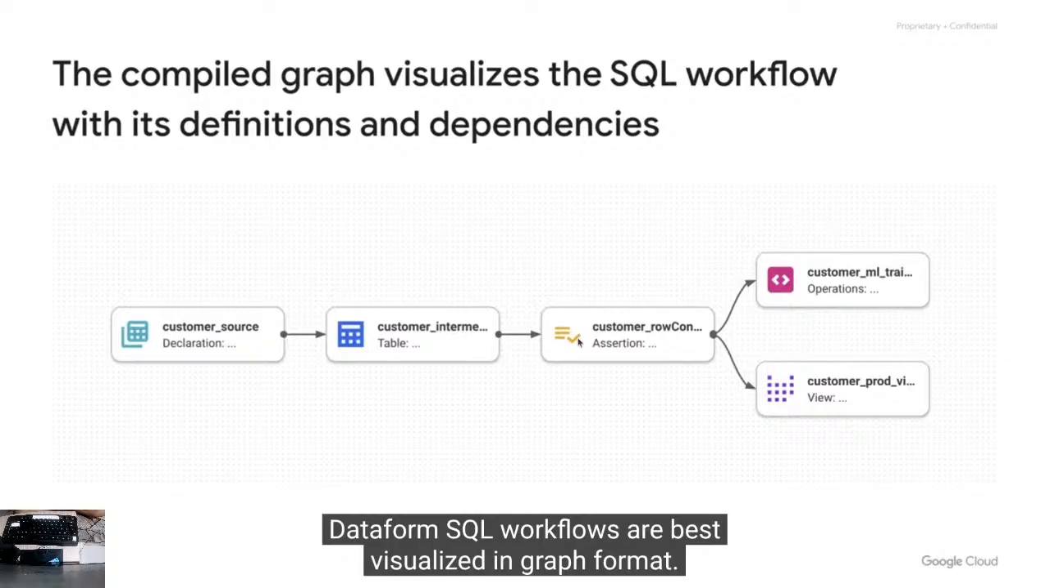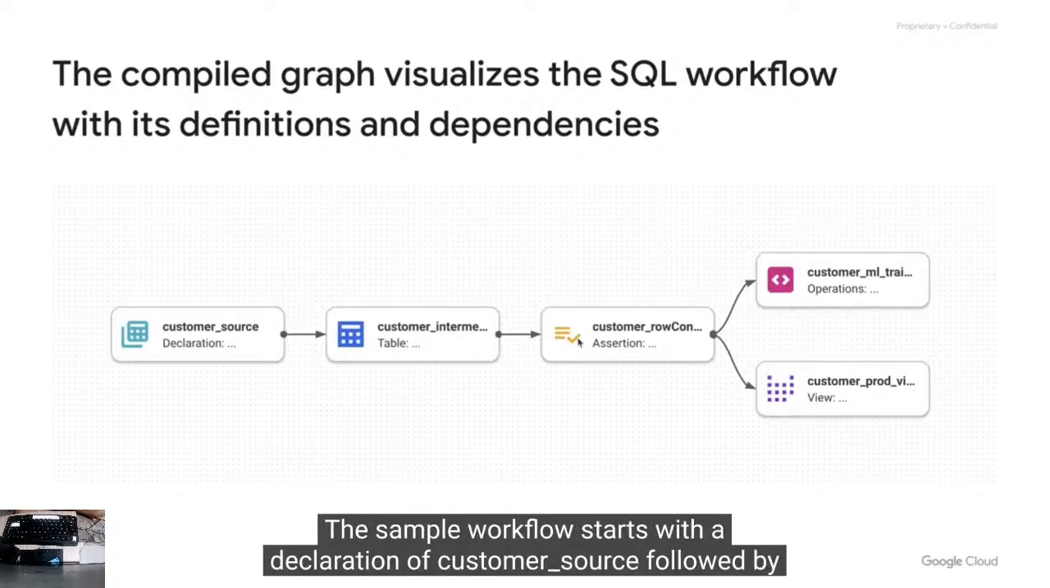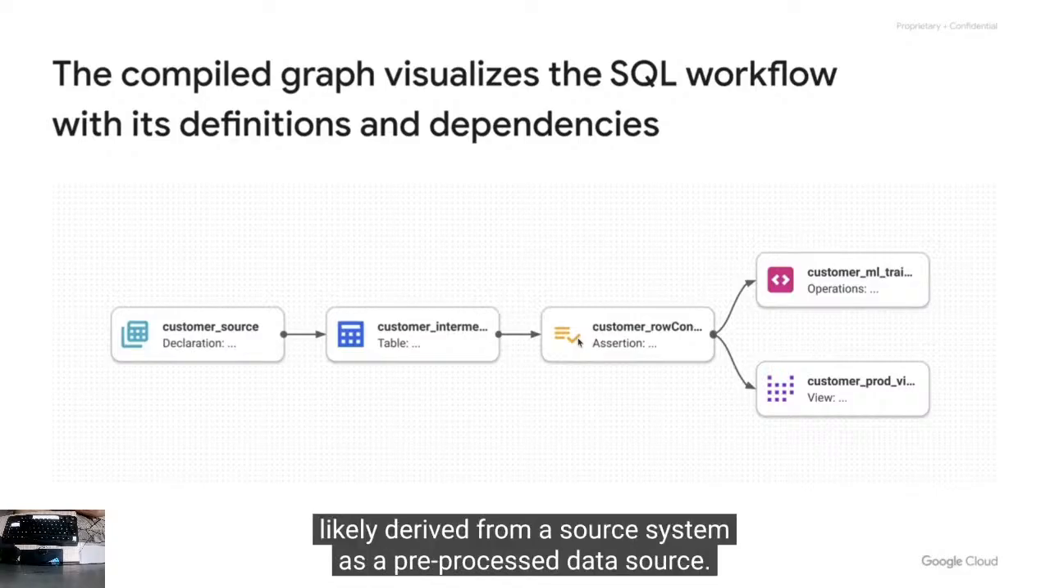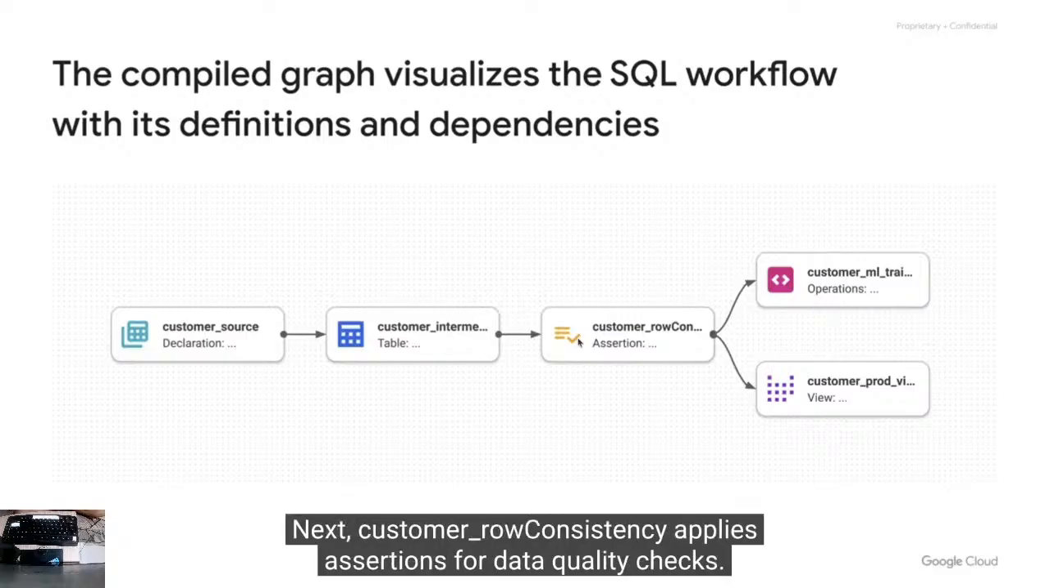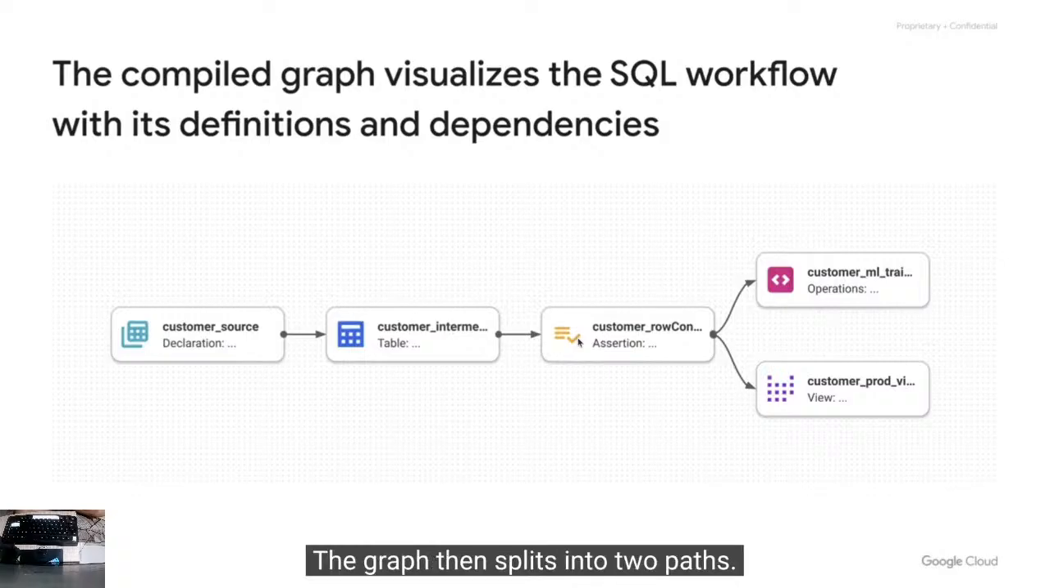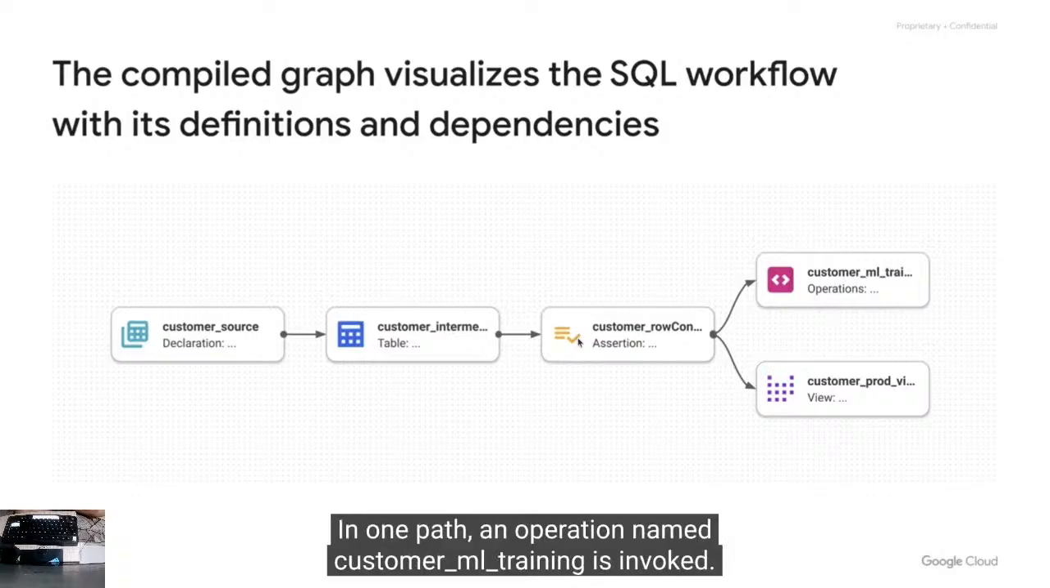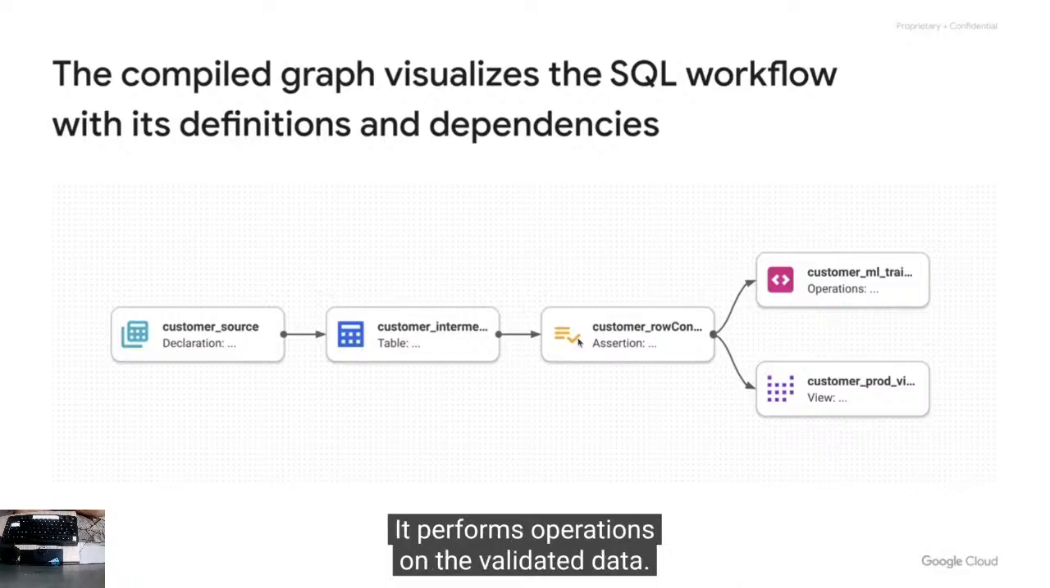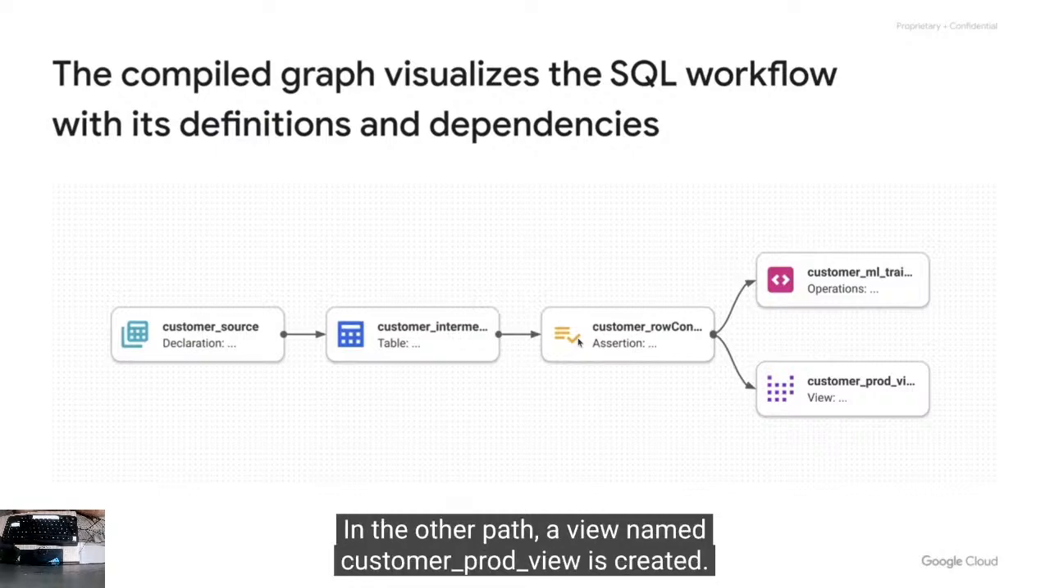Dataform's SQL workflows are best visualized in graph format. The sample workflow starts with a declaration of customer source followed by a customer intermediate table, likely derived from a source system as a pre-processed data source. Next, customer row consistency applies assertions for data quality checks. The graph then splits into two paths. In one path, an operation named customer ML training is invoked. It performs operations on the validated data. In the other path, a view named customer prod view is created.